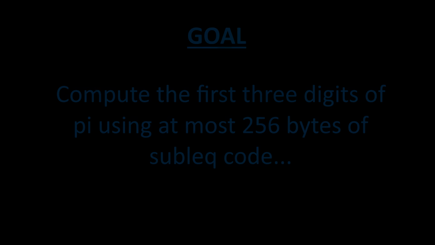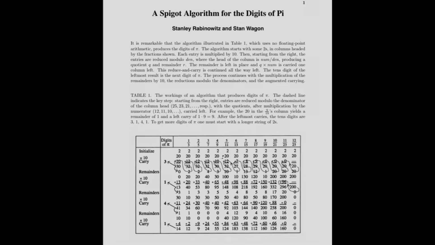There are lots of options out there, but the one I went with is a spigot algorithm created by Rabinowitz and Wagon. This algorithm starts with a list of fractions, each with the number 2 written under it. Then we repeat the following steps. First, multiply each number by 10. Then, beginning from the right and moving leftward, we divide the number by the denominator of its corresponding fraction.